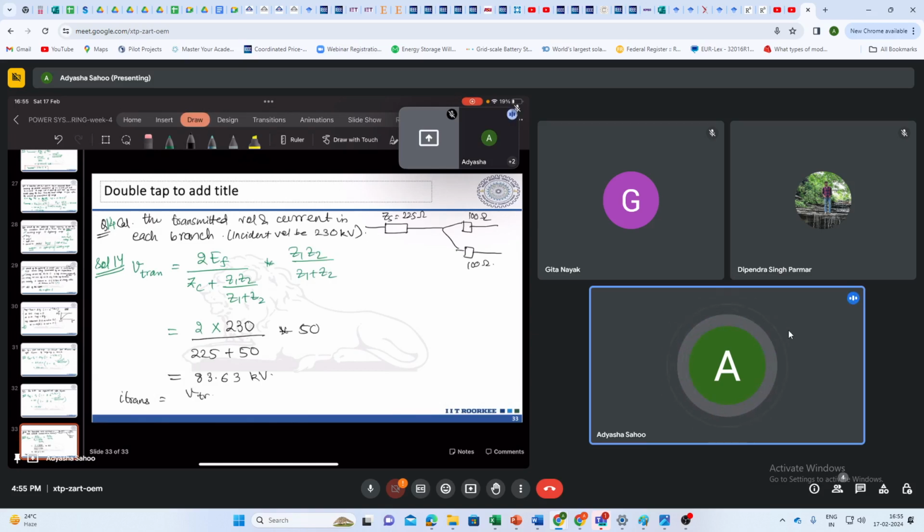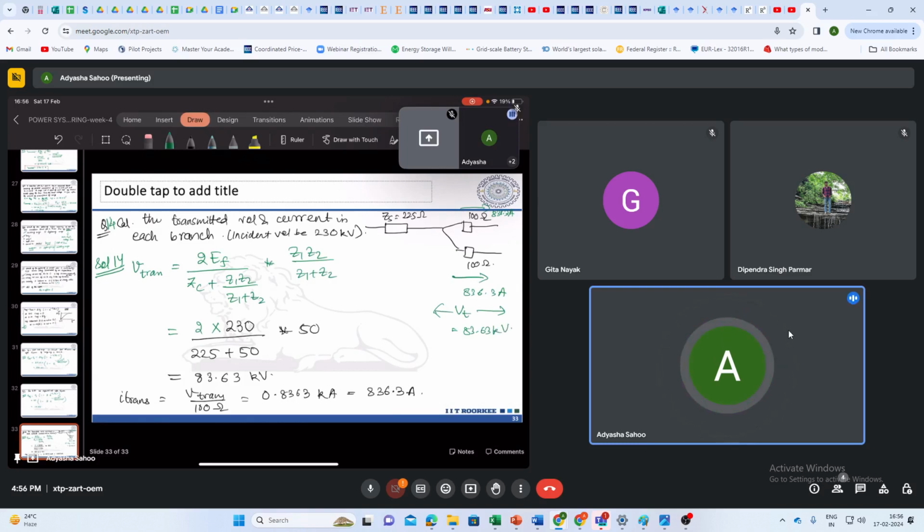And what about I transmitted? That is V transmitted divided by 100 ohms. So that will come out as 0.8363 kiloamps, or 836.3 ampere. So here you can see the current will be equal, and here also the same, and the voltage transmitted is 83.63 kV.